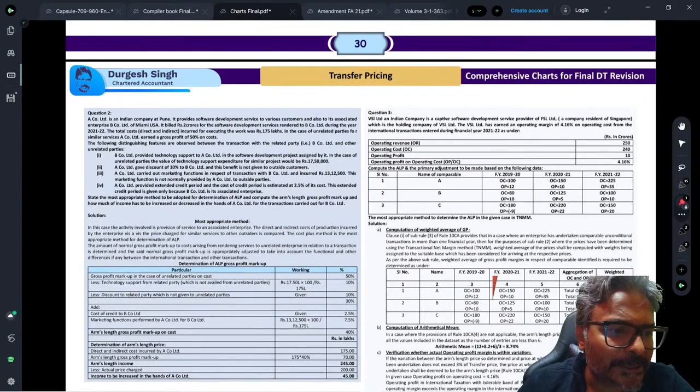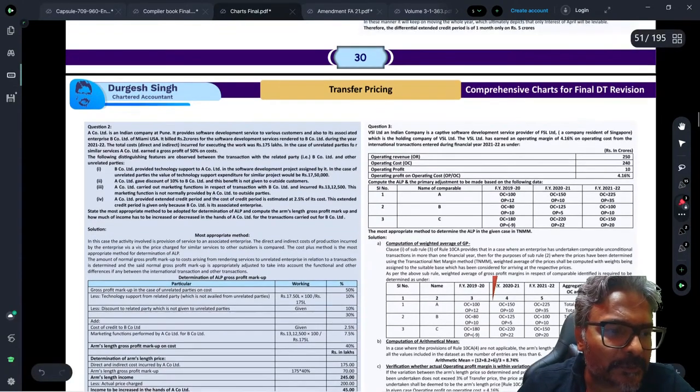Fine. Meenakshi, good evening. So, cost plus method, Amruta.